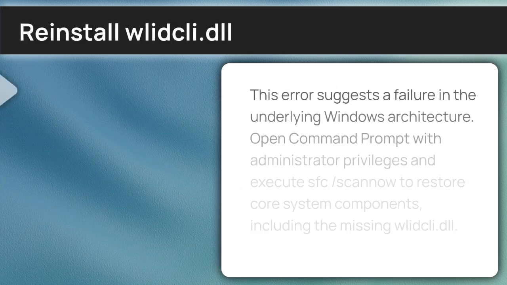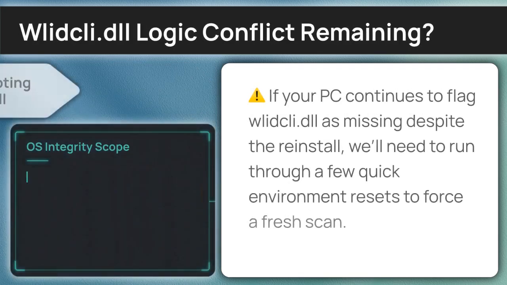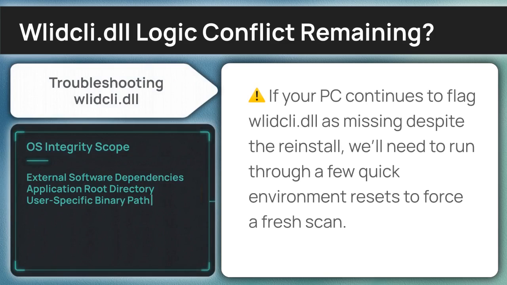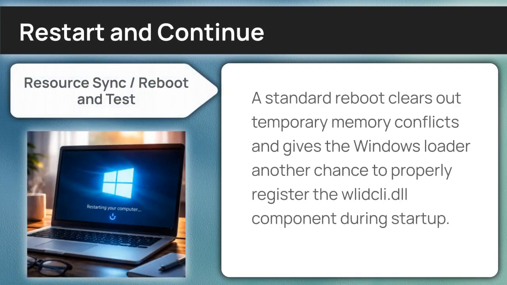This error suggests a failure in the underlying Windows architecture. Open Command Prompt with administrator privileges and execute sfc /scannow to restore core system components, including the missing Wlidcli Library DLL. If you're still stuck after the reinstall, our next priority is to check for any active blocks in the system path. A quick system restart is a practical way to ensure that all shared libraries, including Wlidcli Library, are being loaded correctly into the current session's memory.